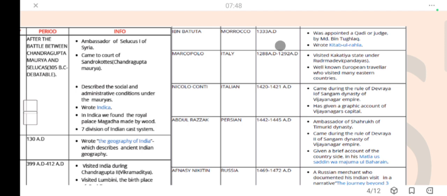He's from the Tughlaq dynasty, remember. He visited during the Tughlaq dynasty. Ibn Battuta is not from the Tughlaq dynasty; he visited during the Tughlaq dynasty.